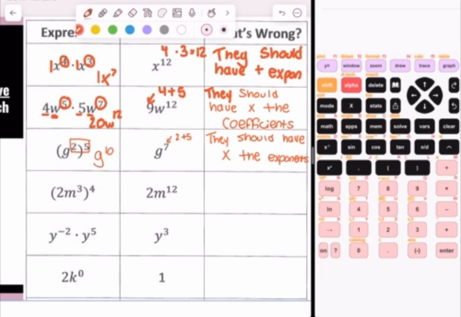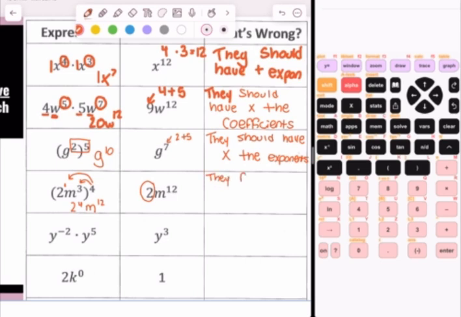Alrighty, let's look at the next one. So, everything inside the parentheses gets an exponent. The 2 has an exponent of 1, it's invisible, and the m has an exponent of 3. And we're supposed to multiply those inside exponents by the outside exponent of 4. So it should be 2 to the fourth, and m, 3 times 4 is 12. They did get the m to the 12, but they forgot about the exponent of the 2.